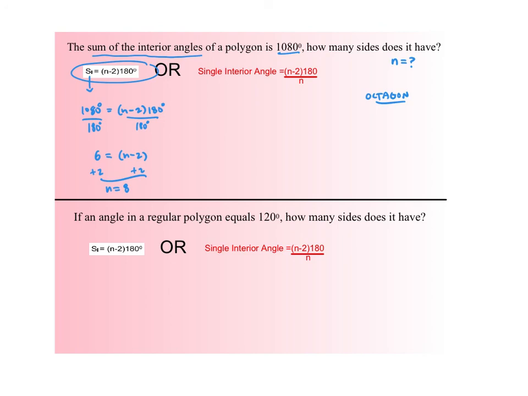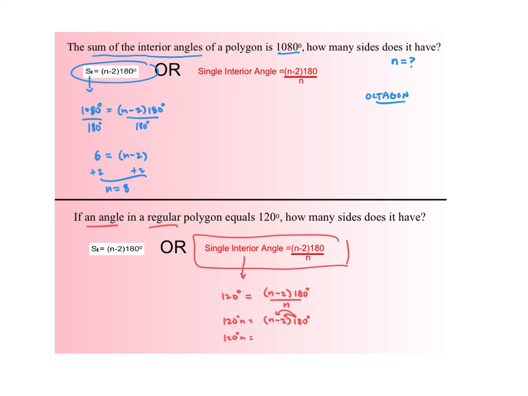All right, in the second example, once you see an angle in a regular polygon, and you see regular or equiangular, what you're going to want to do is use this second formula. So the single angle is 120. I'm going to set that equal to n minus 2 times 180 divided by n. What I would suggest in solving this is multiply both sides by n, and then distribute the 180 to both the n and the negative 2.